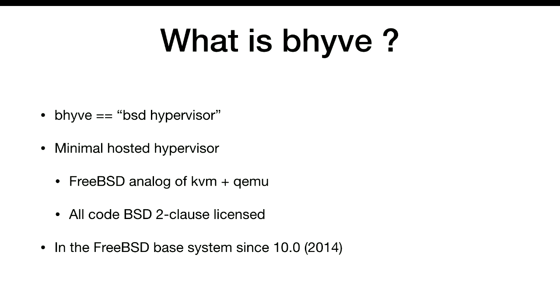Bhyve has been in the FreeBSD base system since the 10.0 release in 2014. And for those who aren't FreeBSD users, the base system of FreeBSD is sort of the equivalent of a Linux distribution, except everything is built at the same time. So there's never a different version of a libc or a kernel. It all comes from the one source tree. So everything is always built in sync, and there are no subversions of individual components.